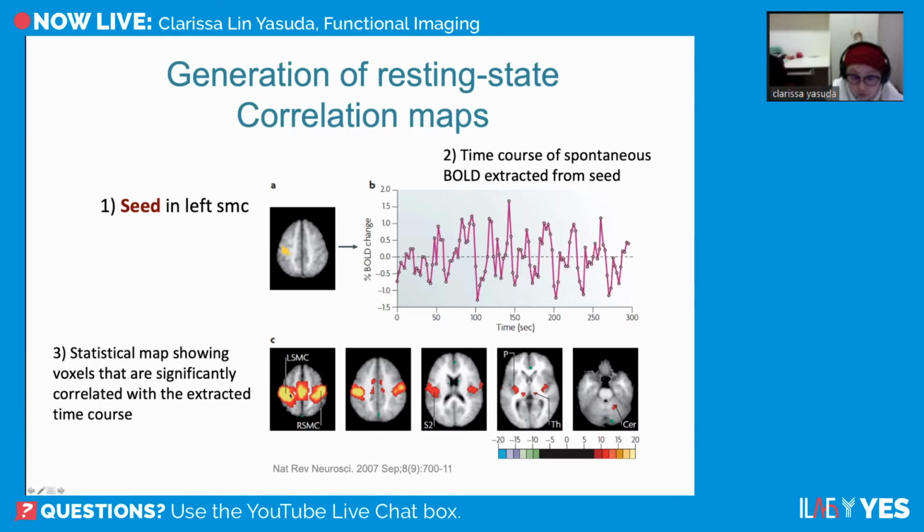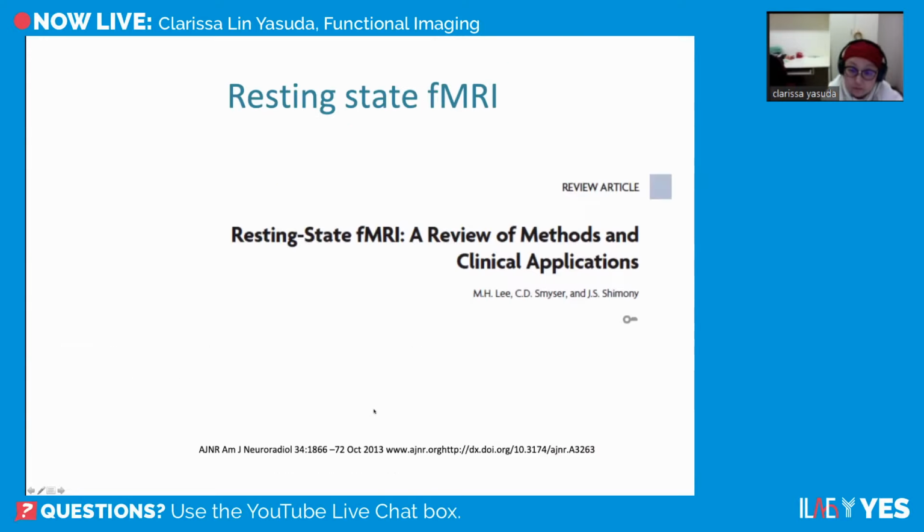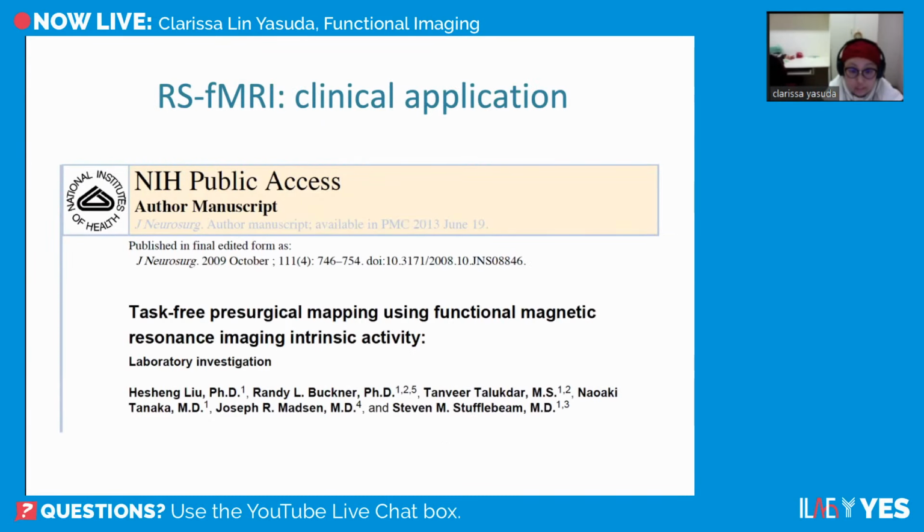And you see it, so you have the left supplementary motor cortex, and then you find that the right contralateral area is very correlated, even though the subject is not performing any task. And this can be very useful, for instance. So this is another interesting article that shows a role of the resting state for clinical application as well. And here I will show you an example of this application, okay? So this is task-free pre-surgical mapping using resting state.